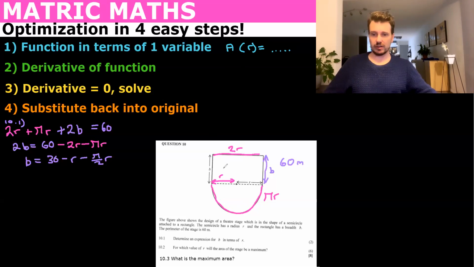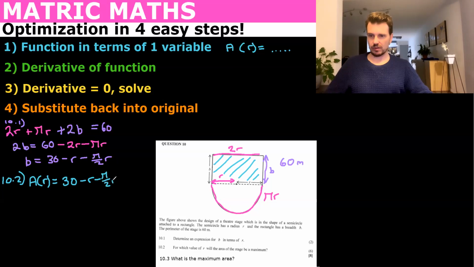So simply just go and say, well, what is the area? So we've got this rectangle is part of the area. So 10.2, okay, we're doing this function in terms of one variable. So we're saying the area in terms of r is going to be b times 2r. But of course b is not r, and we want it only in terms of r, but we know that b in terms of r is this. So instead of putting b here, we can put 30 minus r minus pi over 2 r. So this is now our b.